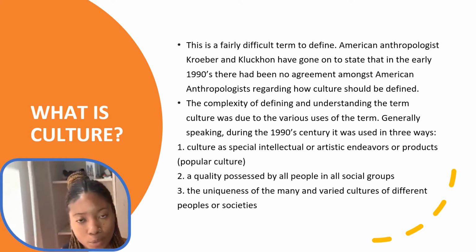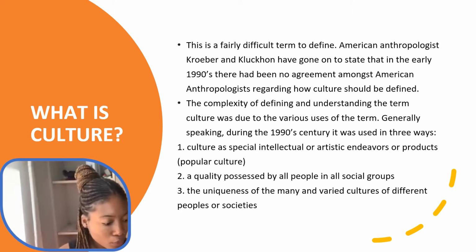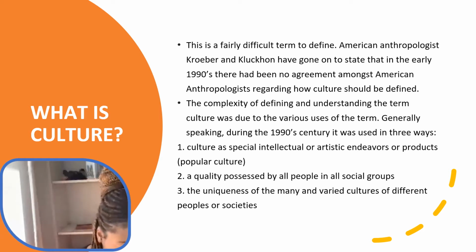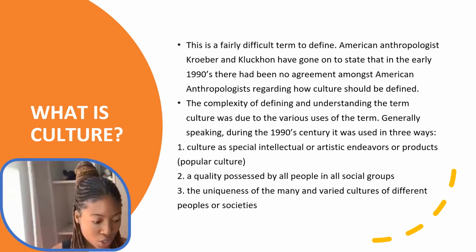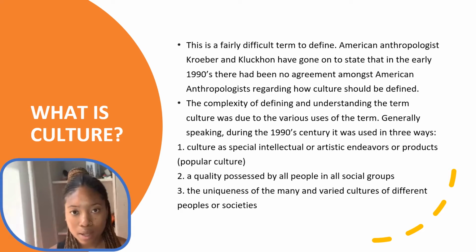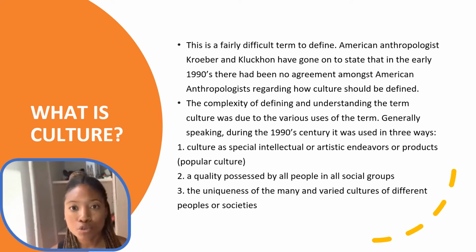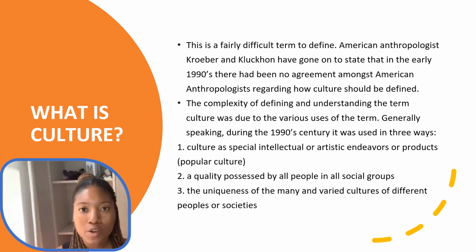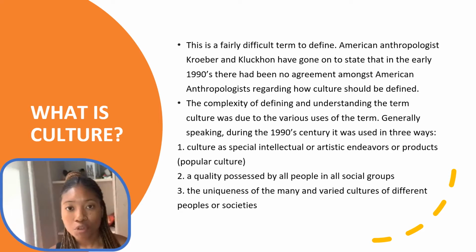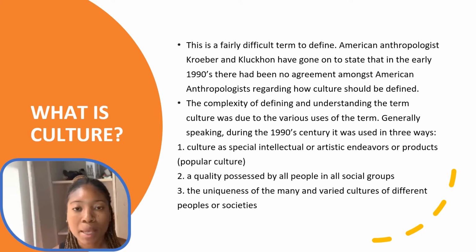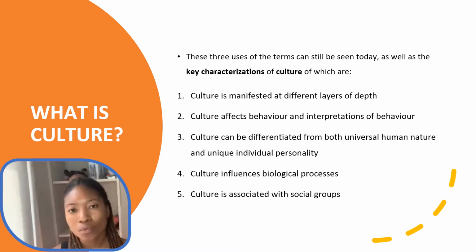A third way in which culture was used was the uniqueness of many and varied cultures of different peoples and societies. So that would be how different social groups did their specific things and went about their lives and their various rituals and traditions. Every group had its own ritual and tradition, which is what made it unique and made it their culture. Those were now the three ways in which the term culture was used.